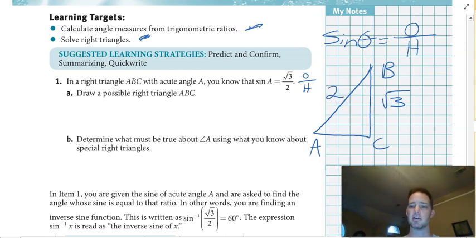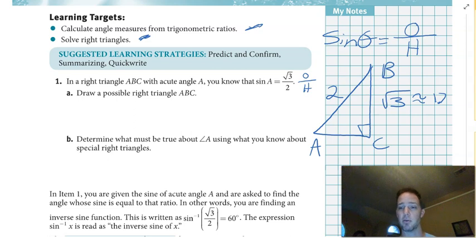And just to be clear, square root of 3 is approximately 1.7. So the leg of the right triangle is a little bit less than the hypotenuse there. Okay, so I've drawn one here. Determine what must be true about this.